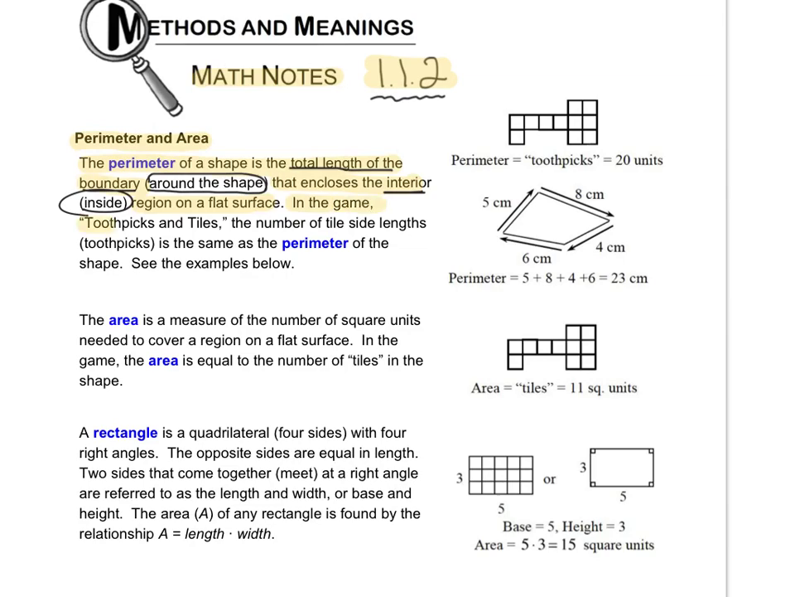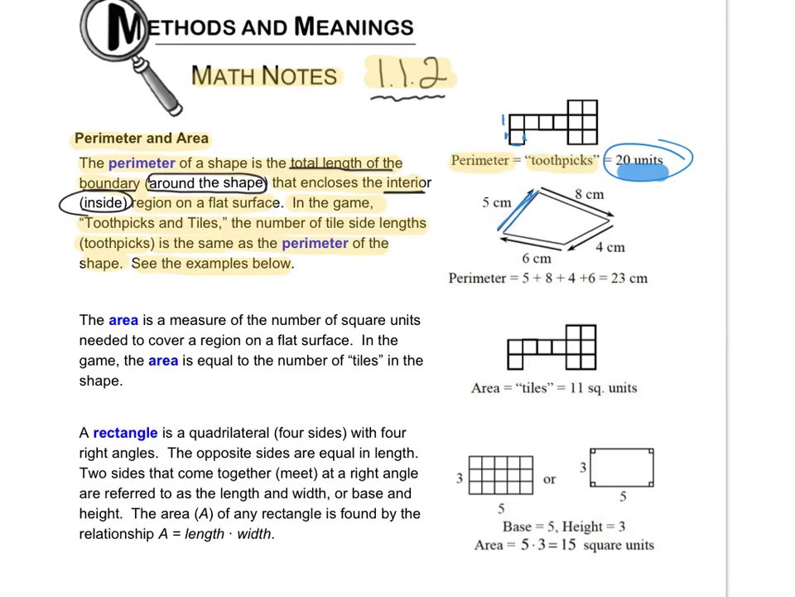In the game, toothpicks and tiles, the number of tile side lengths or toothpicks is the same as the perimeter of the shape. See examples below. So you did that in class as well, example 1-8, I believe. If I'm looking for perimeter, think of the toothpicks, or you're counting around. This one says 20 units. If you go around and start counting from one corner, 1, 2, 3, 4, and on, you will get 20 units.